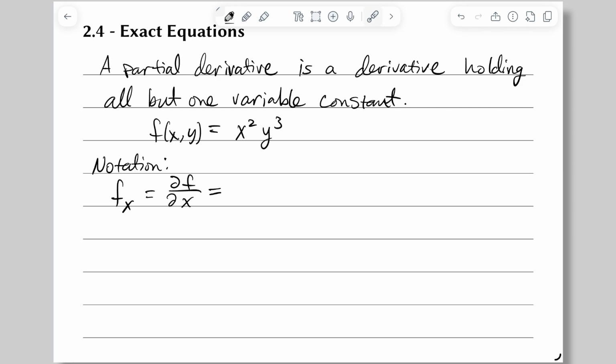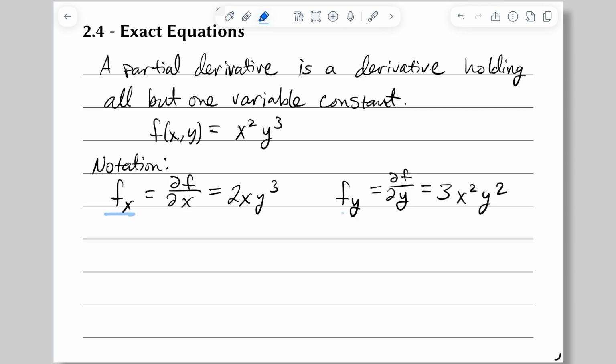And when I say holding all but one variable constant, that means x squared is our variable, y cubed is to be treated as a constant. So we're going to differentiate x squared using the power rule, and y cubed just comes along for the ride using the constant multiple rule. In the same way, we can find the partial of f with respect to y. The notation is the same, except we're indicating that y is the variable that we're differentiating with respect to. x squared is the constant now, and so differentiating y cubed using the power rule, we get 3x squared y squared.